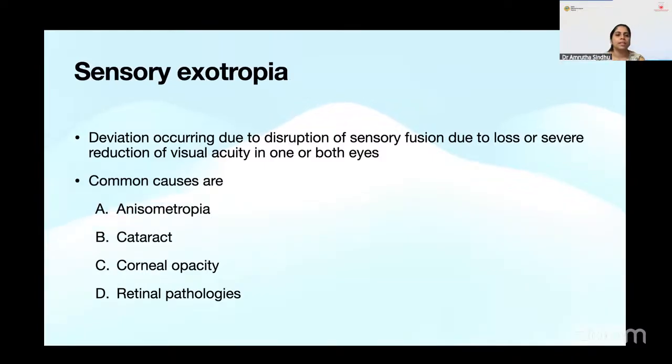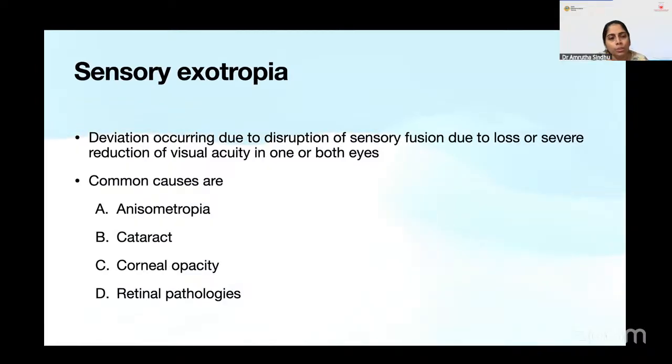Let's move on to the secondary exotropias. As I already told, there is a condition called sensory exotropia. Sensory exotropia is the deviation which occurs due to disruption of sensory fusion, which can happen due to loss or severe reduction of visual acuity in one or both eyes. So common causes are anisometropia causing amblyopia in one eye, and long standing cataract. You can see small children with congenital or developmental cataract usually have an associated deviation. So that is commonly called sensory deviation, or any long standing corneal opacities, or any underlying retinal pathology. Basically, any condition which can disrupt vision in one eye can lead to sensory deviation.